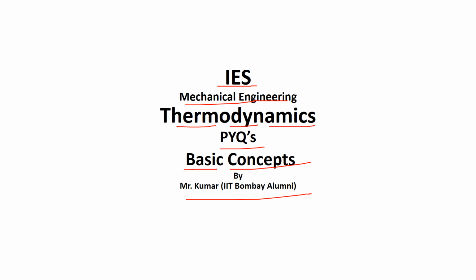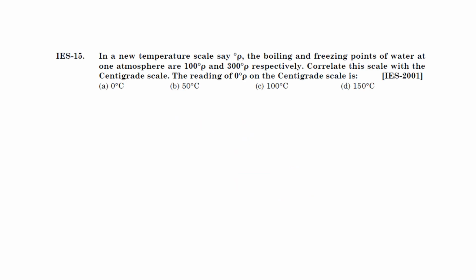Let's see the questions of engineering services from the basic concepts. Okay, so this is the 15th question for the engineering services. In a temperature scale, the boiling and freezing point of water are 100 degrees and 300 degrees respectively. Correlate this scale with the centigrade scale.